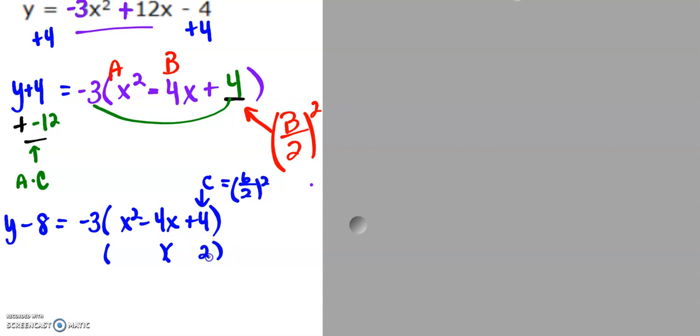So that means it will always work out that if you divide b by 2, negative 4 divided by 2 is negative 2, and you write that number twice, when you multiply that out, you're going to get your c value. And then x times x is always going to be my x squared. So that's why it's negative 3 times x minus 2 quantity squared. And then technically we're adding 8.